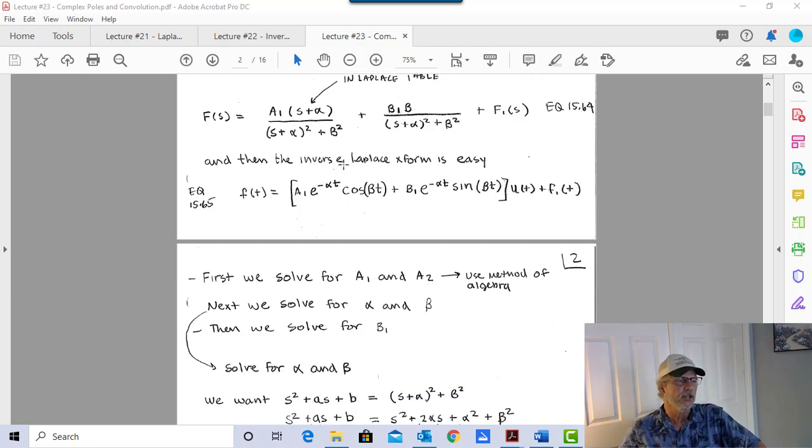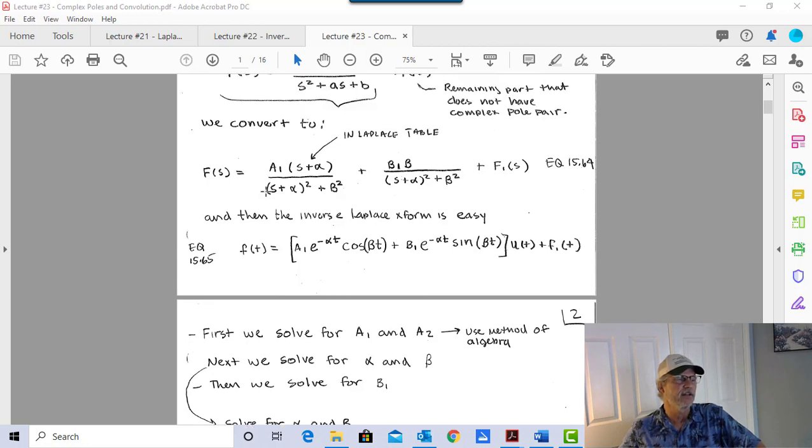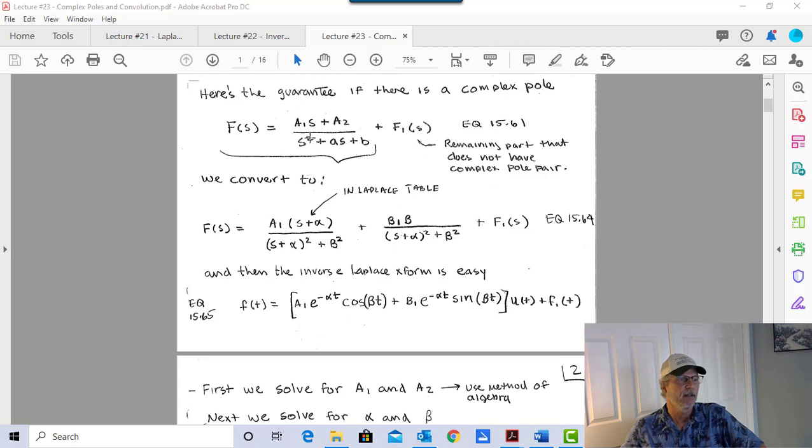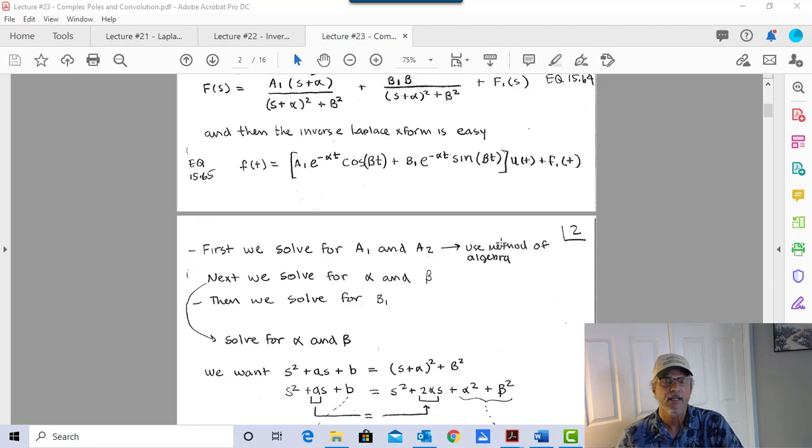So you might recognize that solving for alpha and beta here, converting this function, s squared plus as plus b, into (s plus alpha) squared plus beta squared, is really just the technique of completing the square that you learned in algebra. Now, completing the square is way too difficult for me. So what I do is I just go back to first principles and calculate it out.